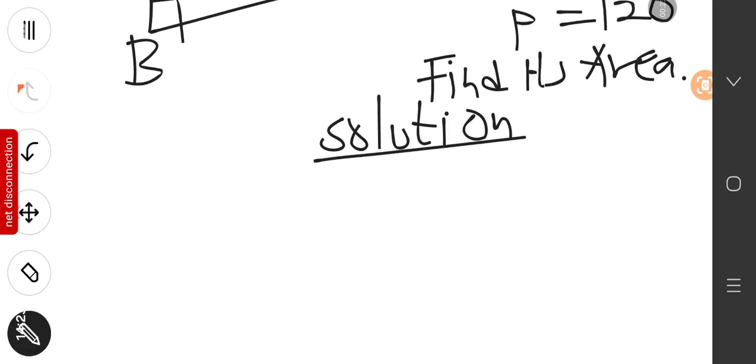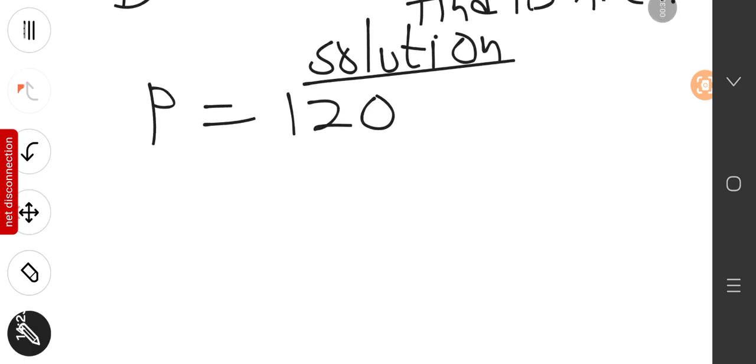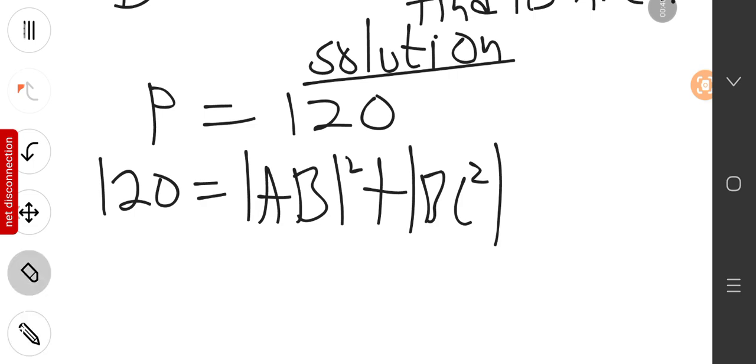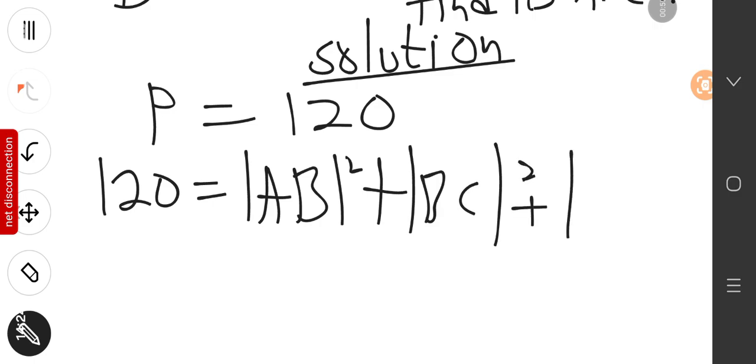So let's simplify the perimeter first. P has been given as 120. Now we know that 120 is equivalent to the length of AB plus the length of BC plus the length of AC.